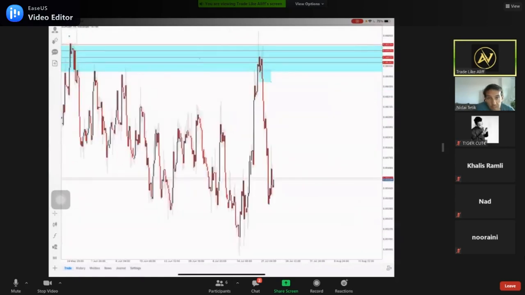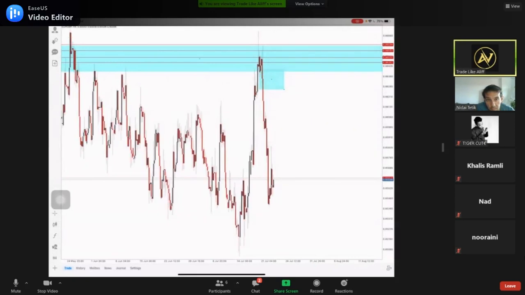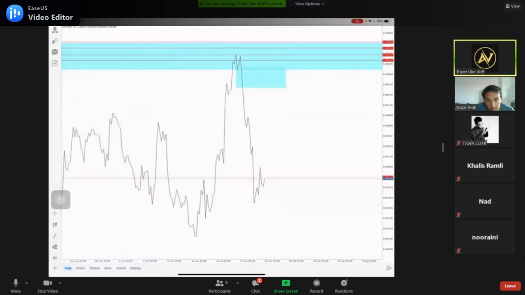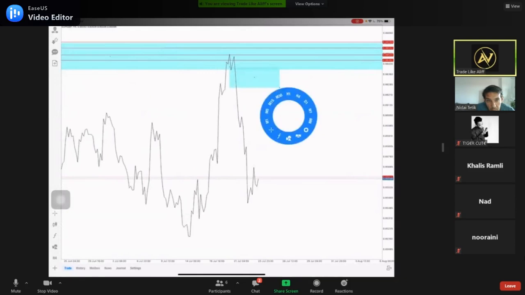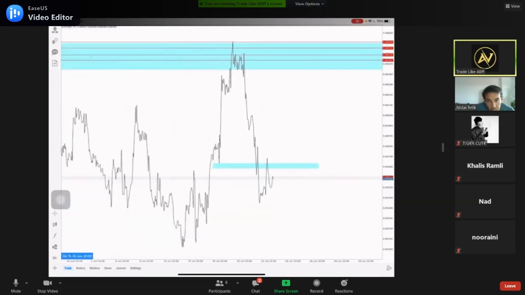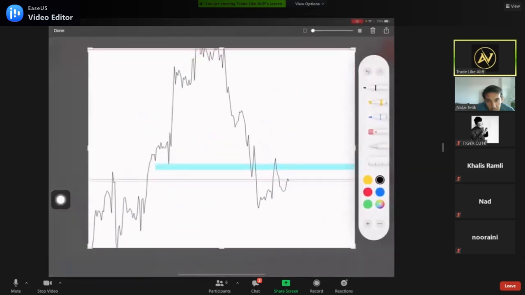Go to H4. Follow another breakout. You see another breakout, you can take the trade, no problem. H4, breakout. Go to H1. You already know what to do. Here's one big movement. Here's one big movement.